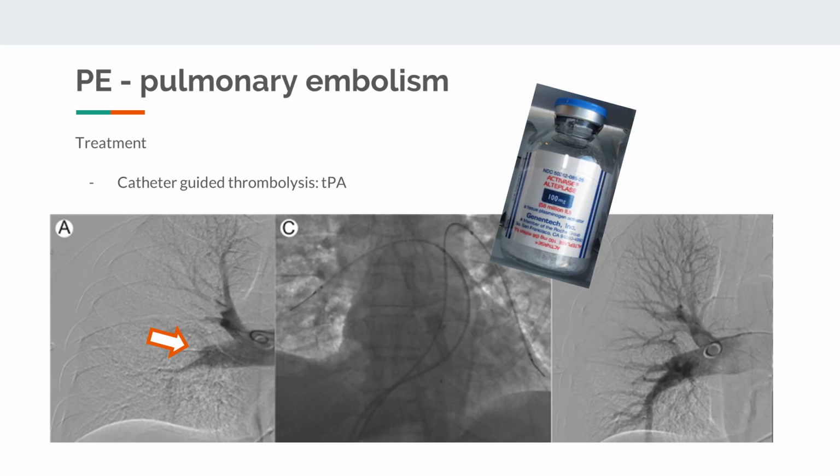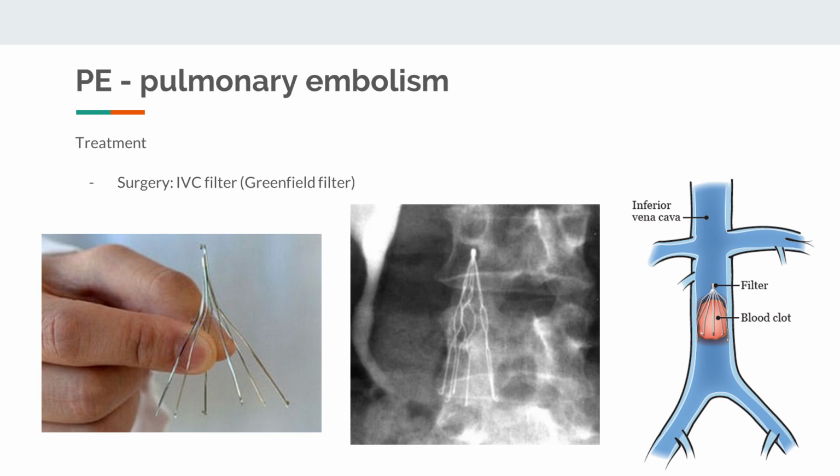Catheter-guided thrombolysis using a thrombolytic or a clot-busting medication such as TPA may be another option. You can see how on the left there is a decreased perfusion of blood flow, and on the right, flow is restored. If the patient for whatever reason has a higher tendency of developing DVTs, an IVC filter or an inferior vena cava filter may also be placed. These are also known as a Greenfield filter and are placed in the inferior vena cava to prevent blood clots from traveling up to the heart and the lungs.